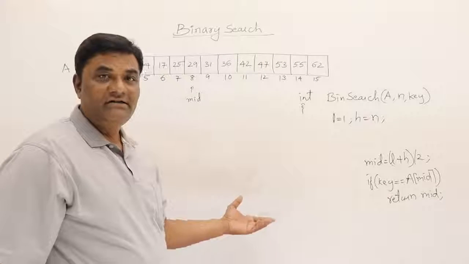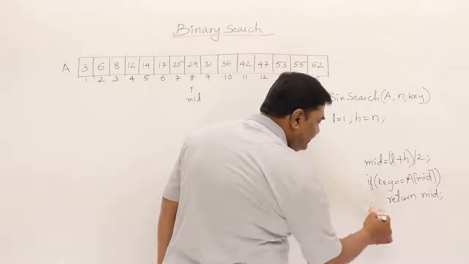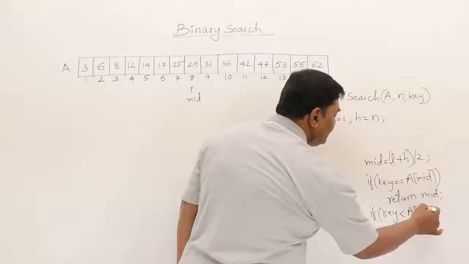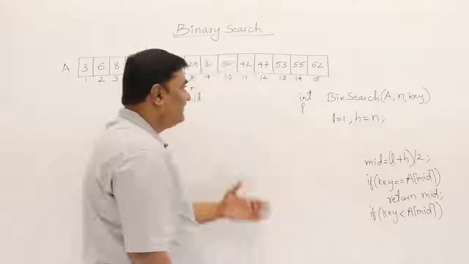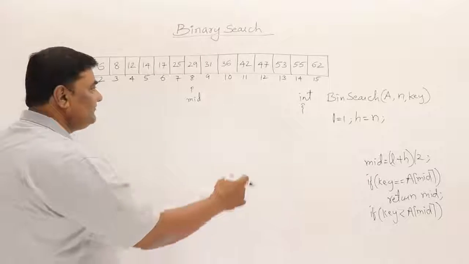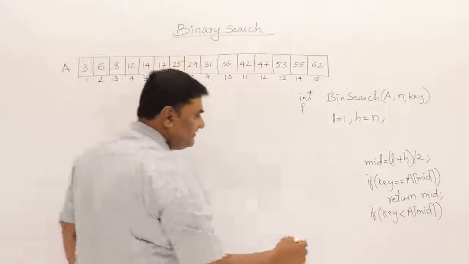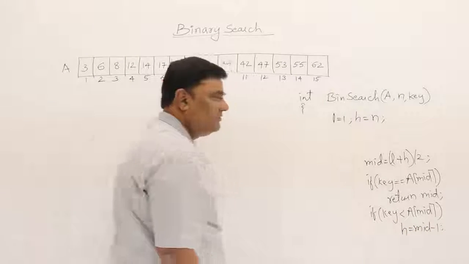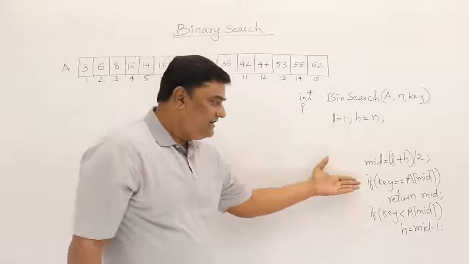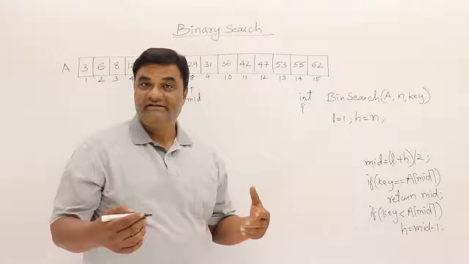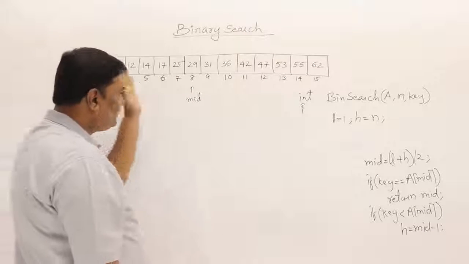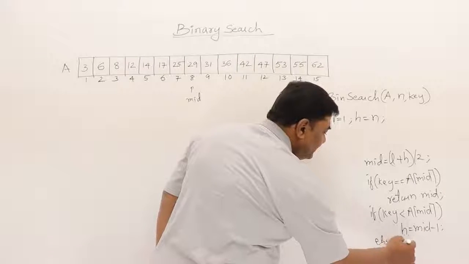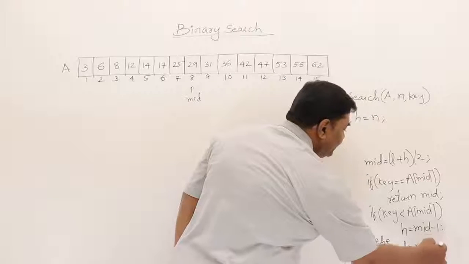If it is not the same element, then check if the key element is less than A of mid. That means the key element is on the left hand side. If it is on the left hand side, then what should we change? High should be changed to mid minus 1. If it is neither equal nor less, then definitely it is greater. So then what should we change? Low should change to mid plus 1.